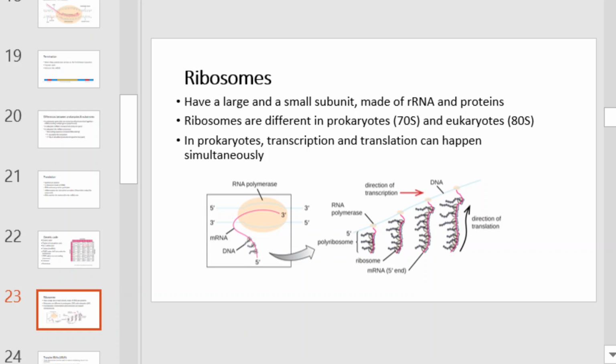Ribosomes. Ribosomes have a large and a small subunit made of rRNA and proteins. Ribosomes are different in prokaryotes and eukaryotes. In prokaryotes, transcription and translation can happen simultaneously.